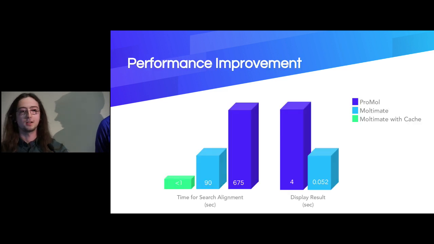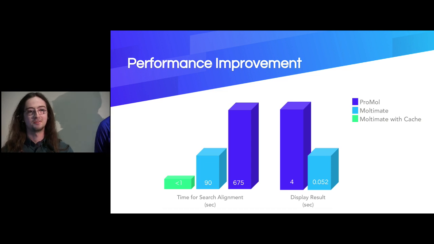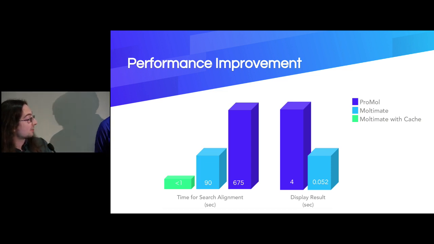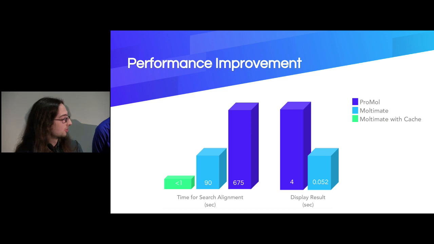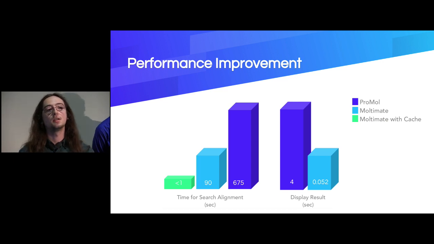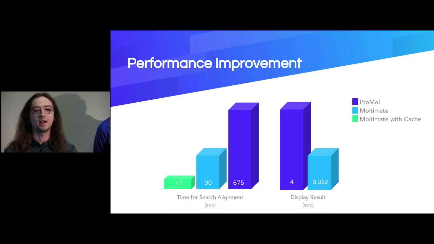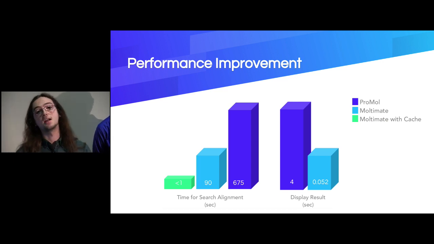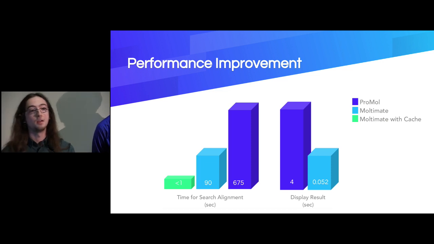So the next thing that we want to show is some performance improvements and have some nice numbers here. As you can see, the time for a standard search alignment was 675 seconds on PyMOL. After we re-implemented the alignment algorithm in our system, which we did last semester, we got that down to 90 seconds. And that just happened to be mostly because of the technology that we used versus how PyMOL was built.